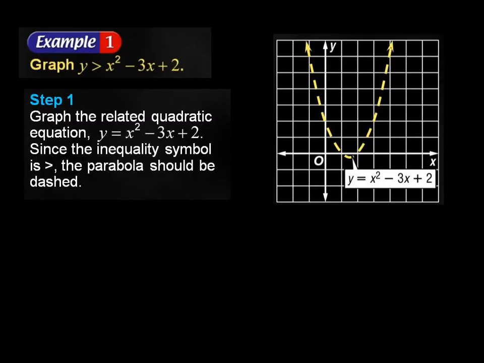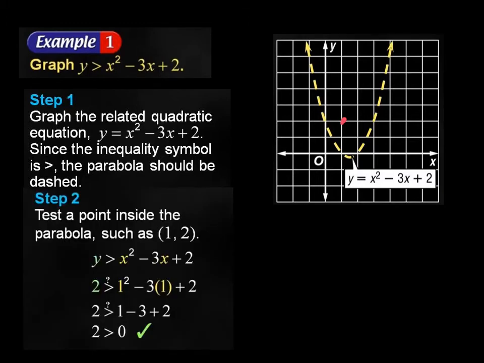It's just as well that we now have calculators with a table feature, because for step 1, they don't explain how to graph it, they just say graph the related quadratic equation, y equals x squared minus 3x plus 2. Since the inequality symbol is greater than, the parabola should be dashed. Test a point inside the parabola, such as 1, 2, and sure enough it works.